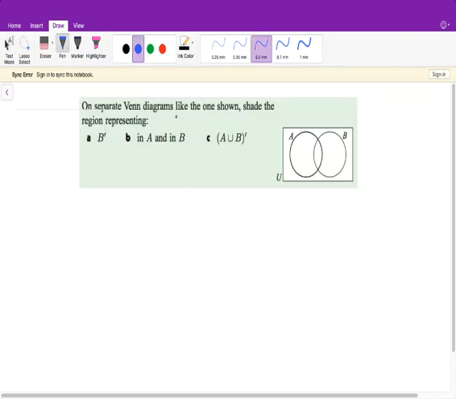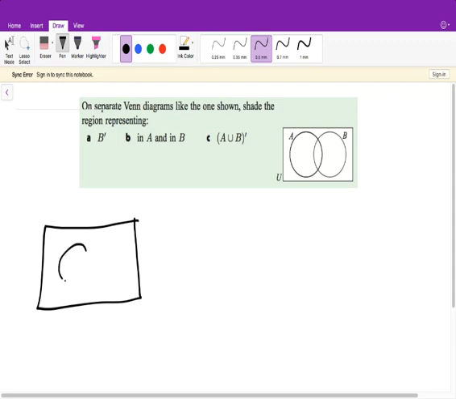Right, so on separate diagrams like the one shown, shade the region representing. So we're going to then have to draw 3 different Venn diagrams, and they must be just like the one that we just saw that they have off to the right. So it's A, B, and our universe, and we need to draw 3 of these.